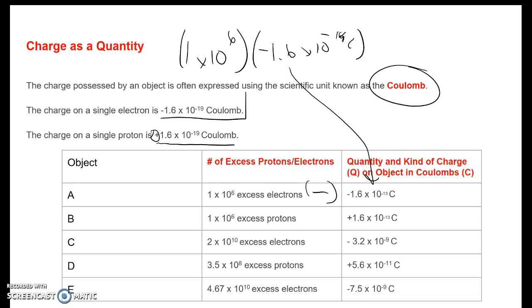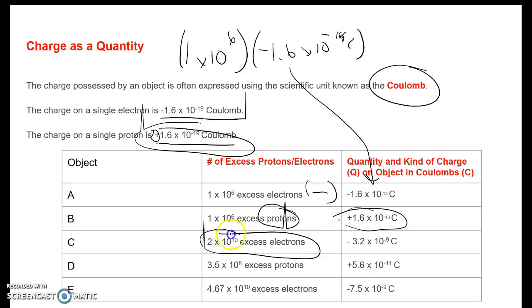So you take your excess, whether it be protons or electrons. If it's protons, you still multiply it by this number. Your answer will just turn out to be positive. And if it's excess electrons, you multiply it by this number to get the charge. And you can see the more excess electrons you have, the higher the charge is going to be, and that's what we expect to see.